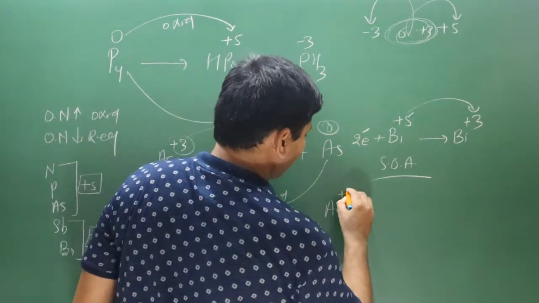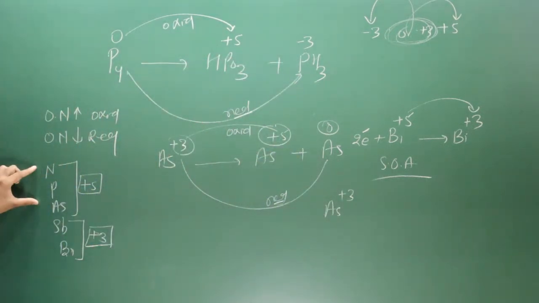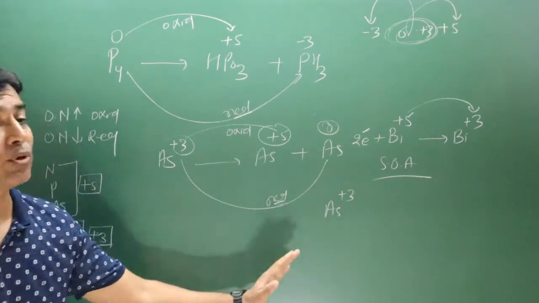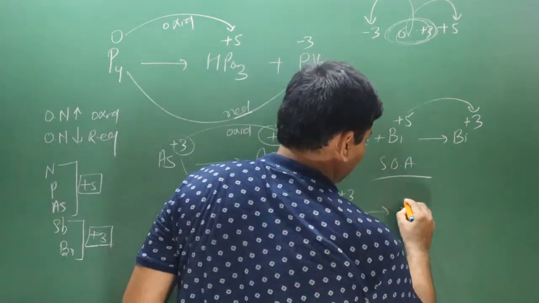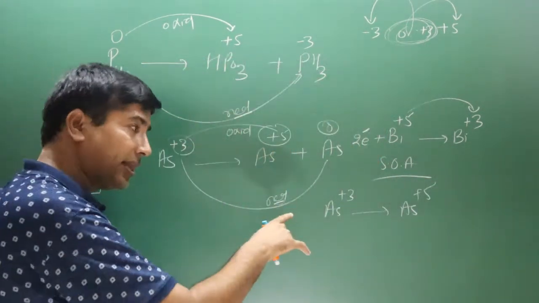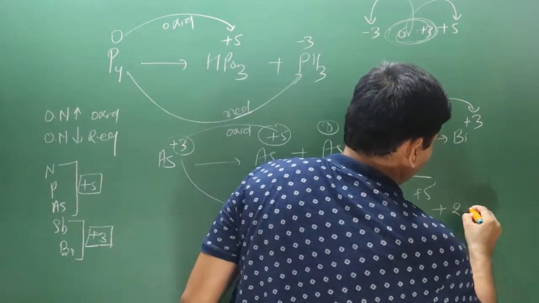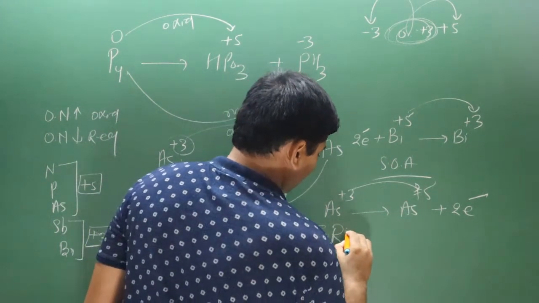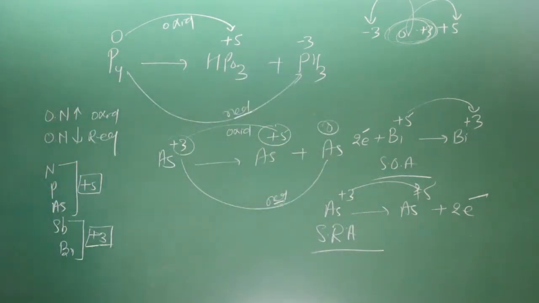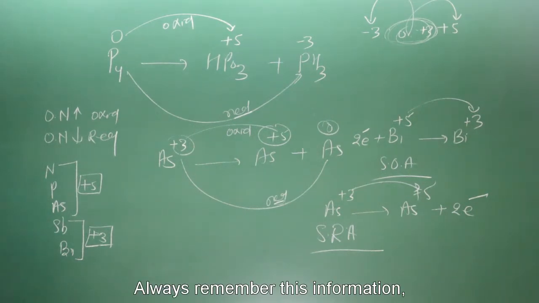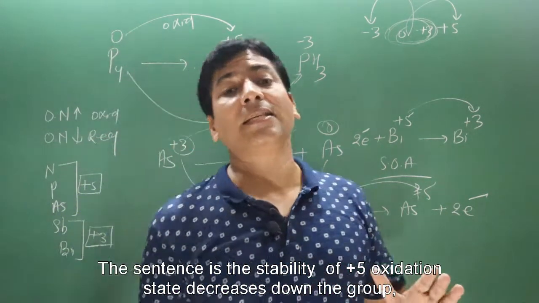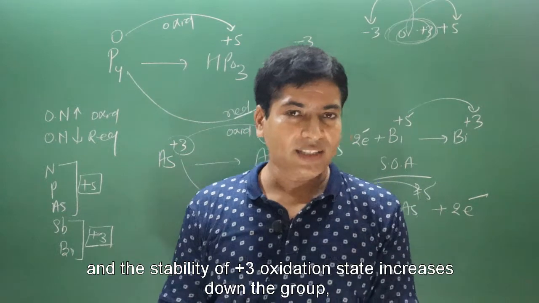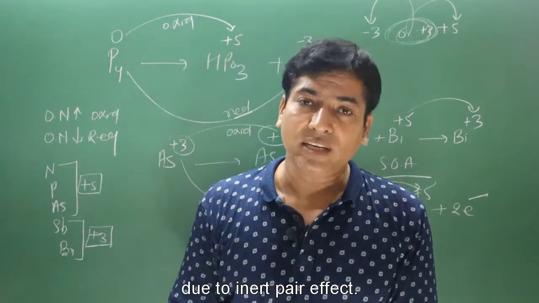Another example, let's say arsenic is present in +3 oxidation state. Keep in mind, the top elements are more stable in +5 oxidation state. That's why this arsenic has a greater tendency to convert into +5 oxidation state, because in this state it is more stable, by losing 2 electrons. Since it is undergoing oxidation, it will act as a strong reducing agent. This is the concept we have. Always remember the sentence: the stability of +5 oxidation state decreases down the group, and the stability of +3 oxidation state increases down the group due to inert pair effect.